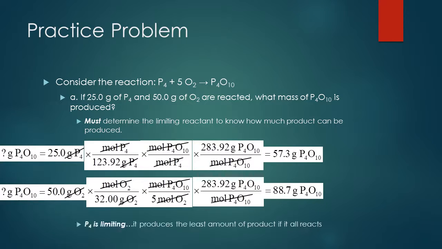So what we've determined here is we know that P4 is limiting. The reason we know that is because it will produce less product than if all the oxygen reacted. Looking at these numbers, we can answer our question here, what mass of P4O10 is produced? 57.3 grams of P4O10 can be produced. We can see that from our calculation here with the limiting reactant.